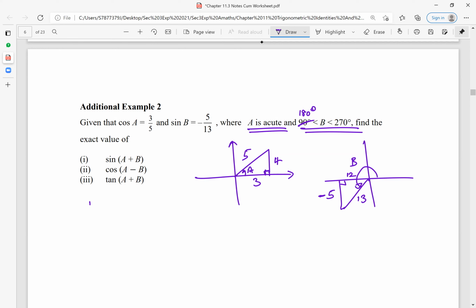Okay, with this done, this is the first part. When this is done already, then you can move on to the next part, which is all just manipulation. So what is sine A plus B? By now you should be able to do this with ease.